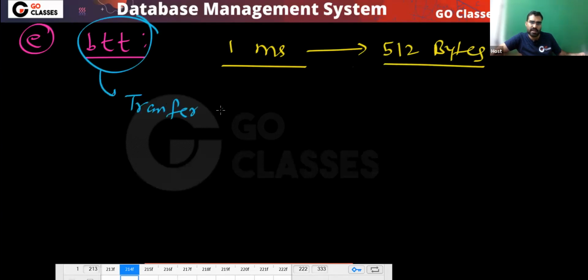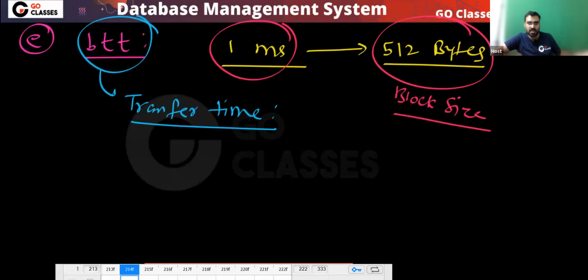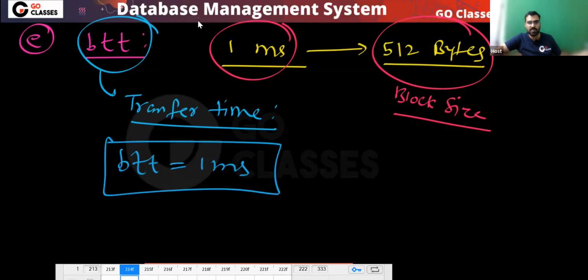I'm not asking the entire time. I'm asking the block transfer time. So in 1 millisecond, the entire block, this is already the block size. So what is the block transfer time, BTT? That will be 1 millisecond. One block I can transfer in 1 millisecond. Is this clear? Let me know.